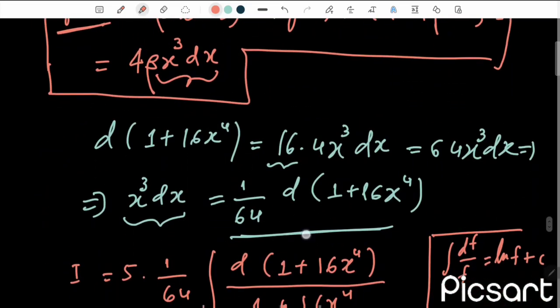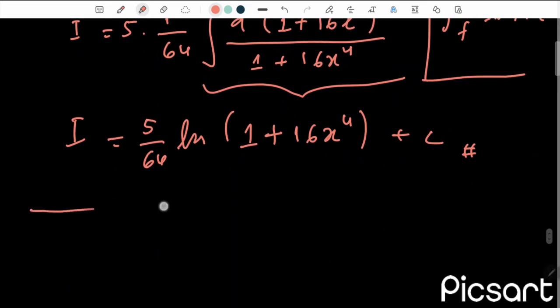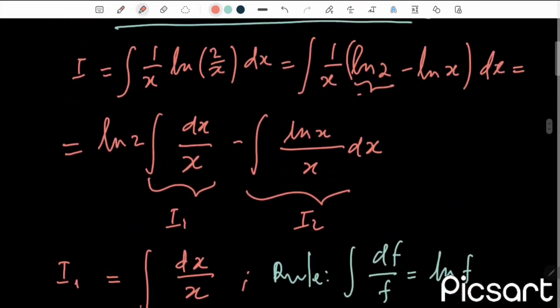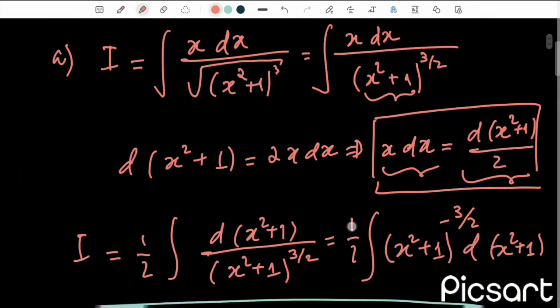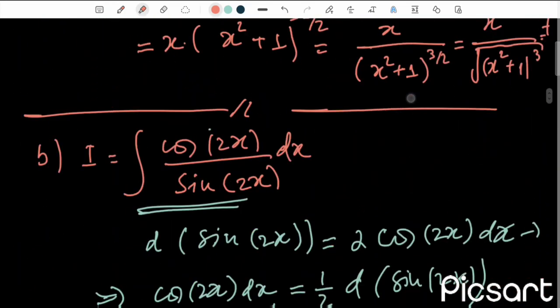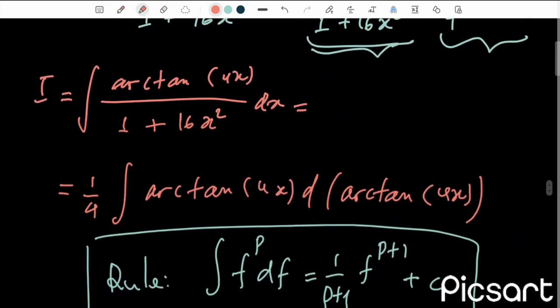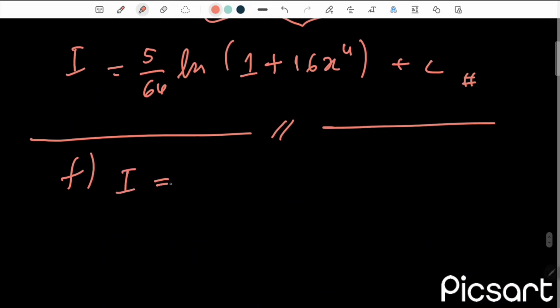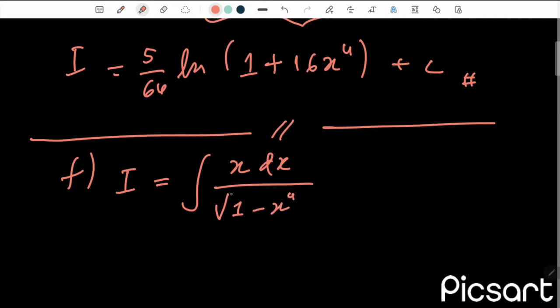Then we go to exercise F. Exercise F is I equal to the integral of x dx over the square root of 1 minus x to the power 4.